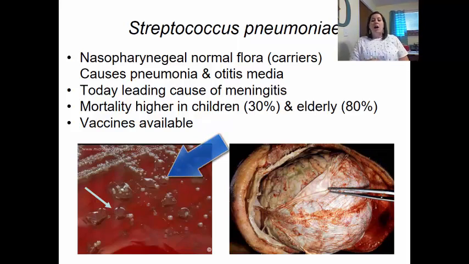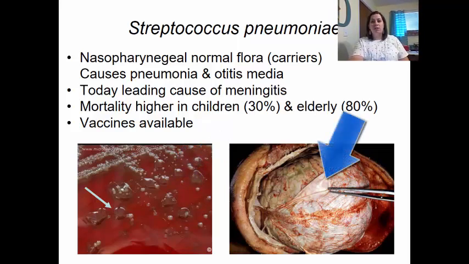agar plate. We also see that this is showing you what the meninges are. This covering of the brain that they're kind of pulling away with the tweezers is the part that gets inflamed, and it can put pressure on the brain tissue itself.